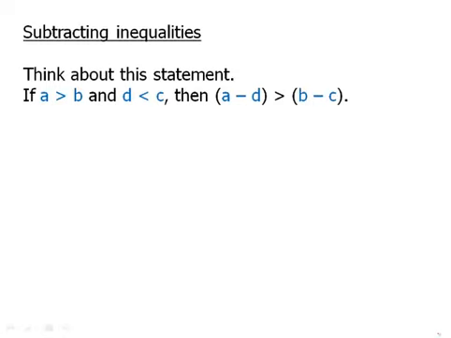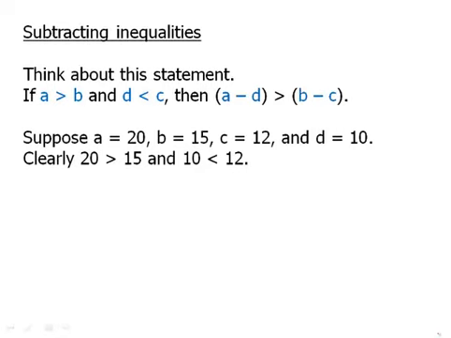Think about this statement. If a is greater than b and d is less than c, then a minus d is greater than b minus c. Let's do a numerical example. Suppose a equals 20, b equals 15, c equals 12, and d equals 10. Clearly, 20 is greater than 15. Clearly, 10 is less than 12. And when we subtract, we get 10 is greater than 3.